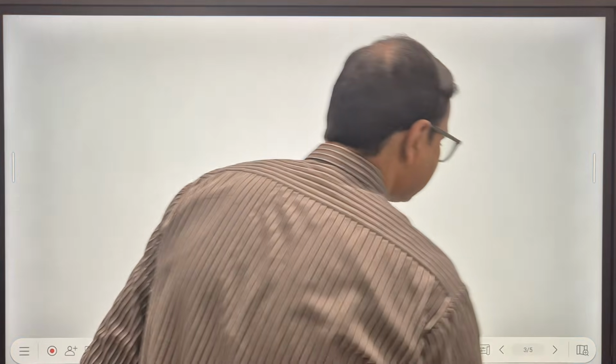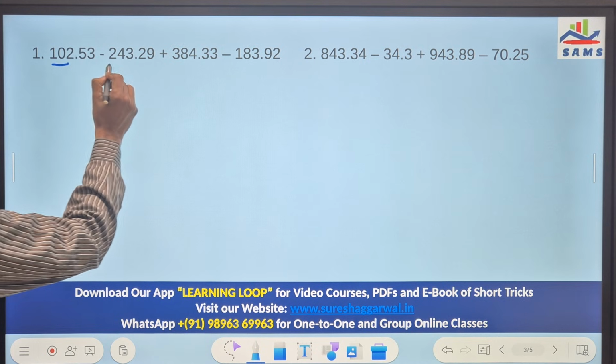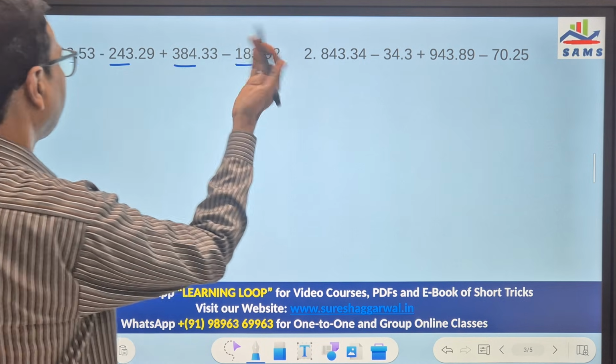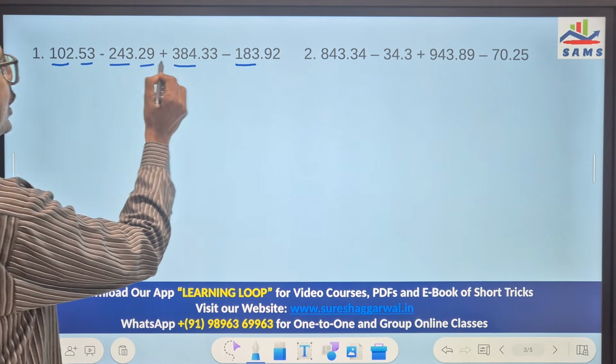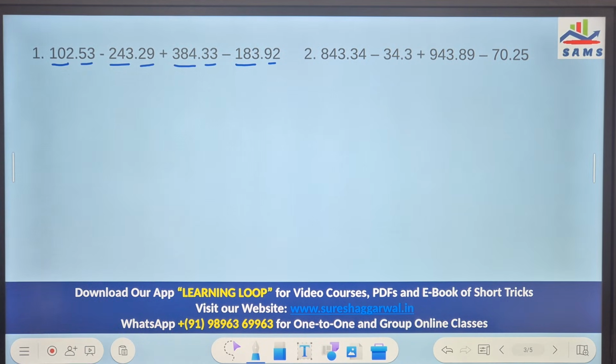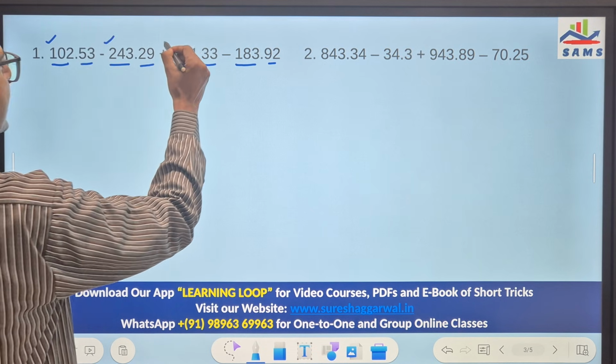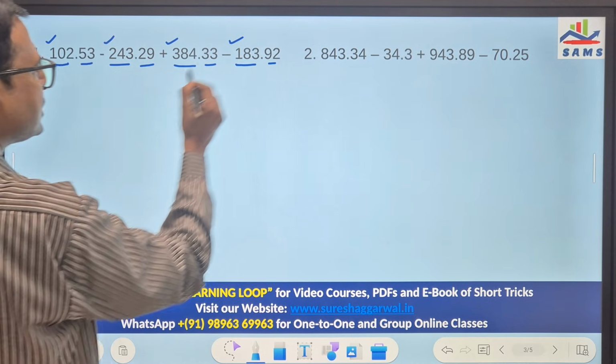Now let's practice this method. Here we have a question in which 3 digits, 3 digits, 3 digits and 3 digits, so balanced, 532 933 92, so it is balanced. I don't need to put any zeros. Now let's start with the first digit. So if I see the first digit, this is 1 minus 2, minus 1 plus 3, 2, 2 minus 1, 1.